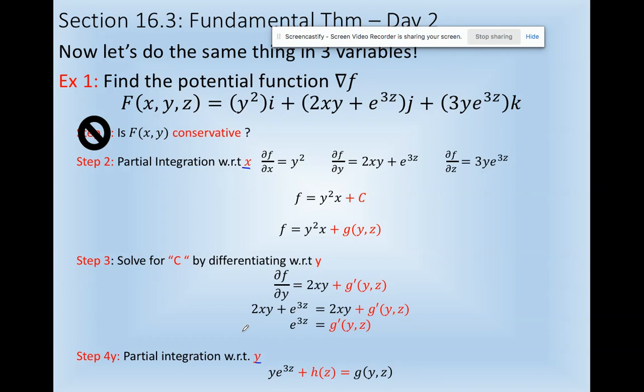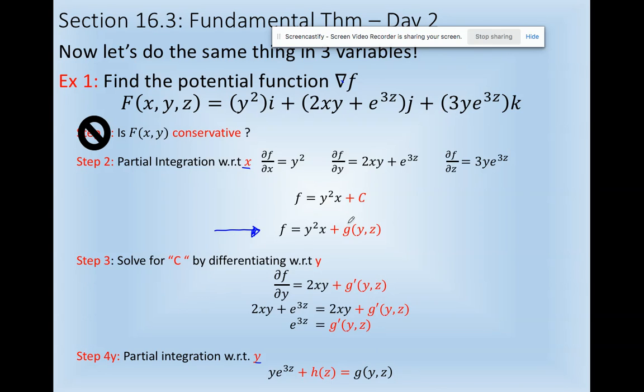Now what? Well, remember our big goal. Our big goal is to try to get f by itself, right? We are trying to undo the gradient. The gradient is full of partials. We're trying to undo it. So we got part of the way, pun intended, here. We got one of them. Now there's two more potentially. I got g of yz.